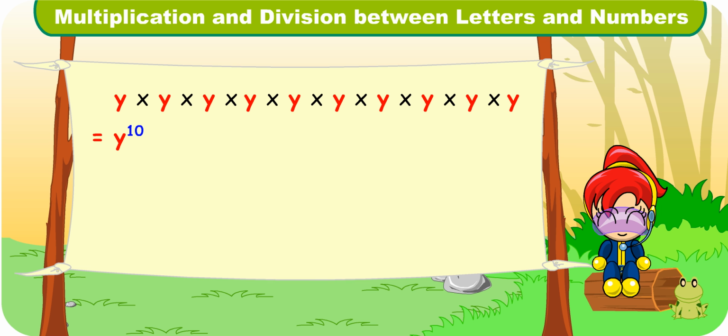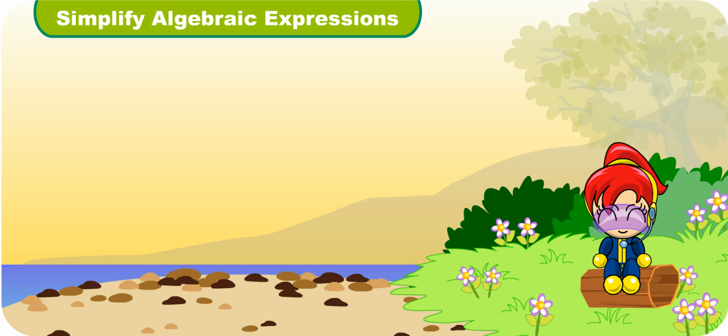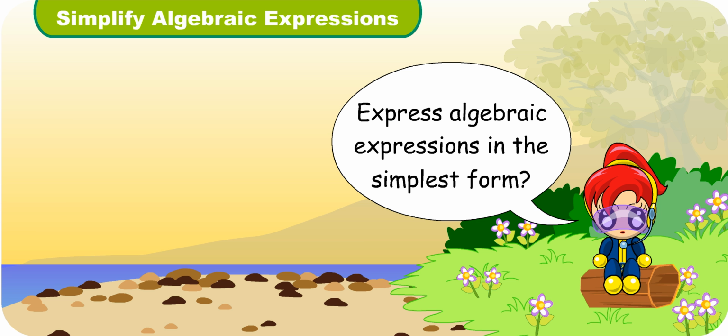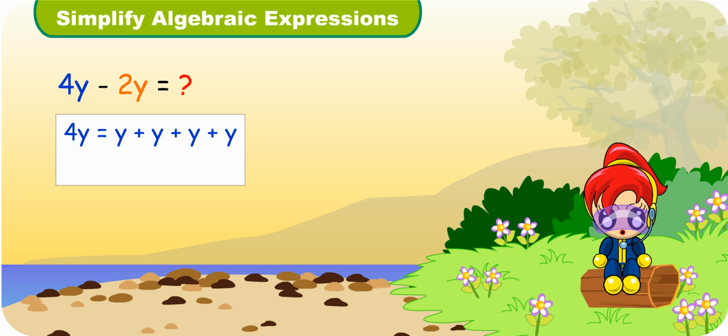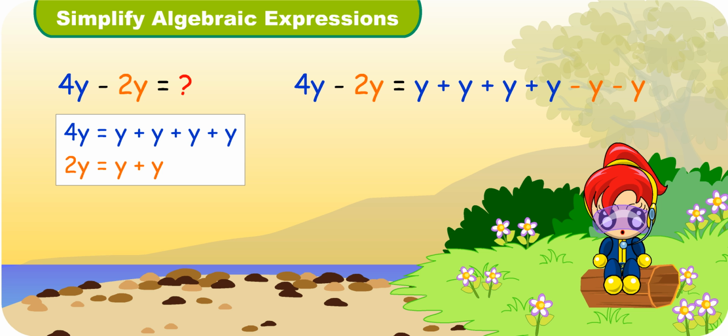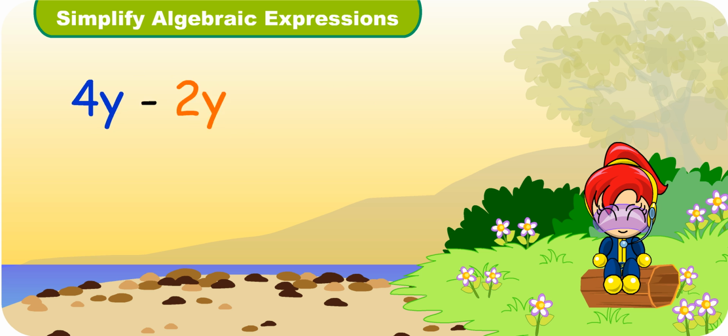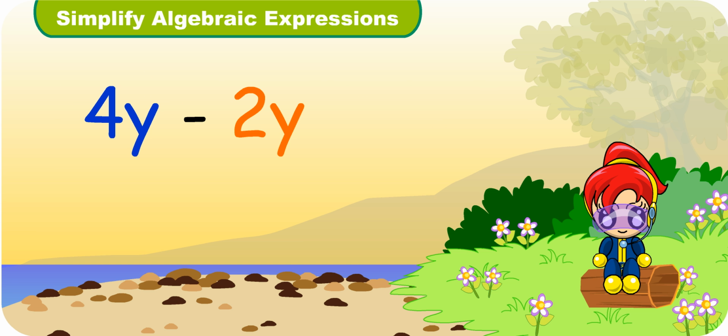Clever girl. We will now learn how to simplify algebraic expressions. Oh, we must express algebraic expressions in the simplest form, right? Yes, clever girl. Can you simplify 4y minus 2y, Turbo Girl? That's simple. 4y equals y plus y plus y plus y, and 2y equals y plus y. I take 2 y's from 4 y's, I am left with 2 y's. Therefore, the answer is 2y. Well done, Turbo Girl. We can also do it in this way, as 4y and 2y are like terms.